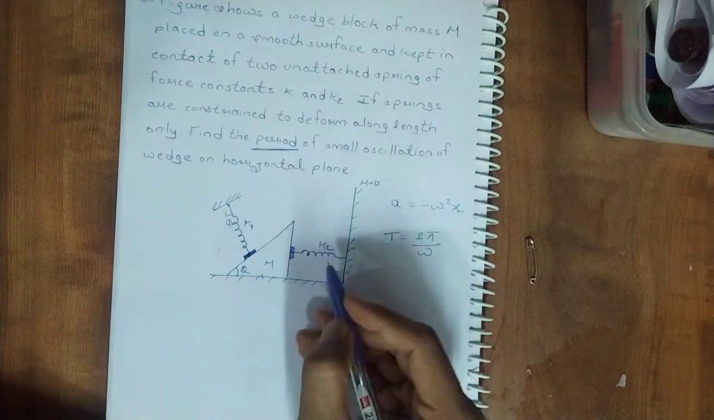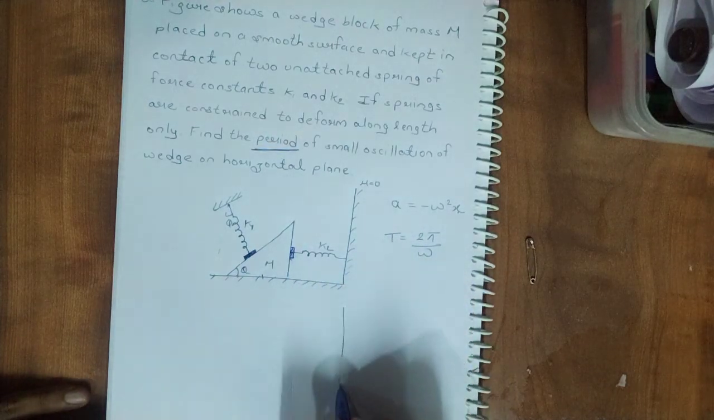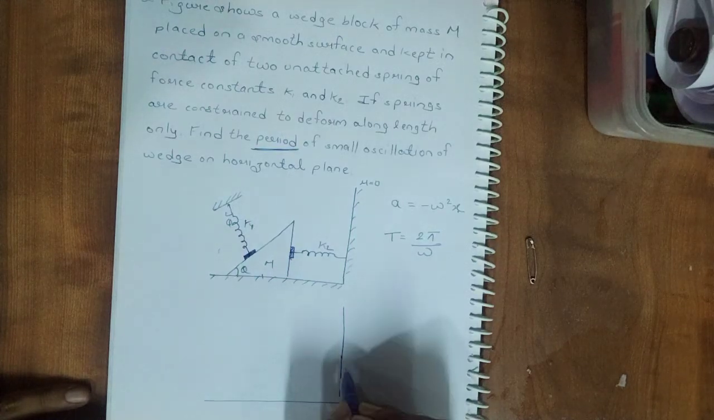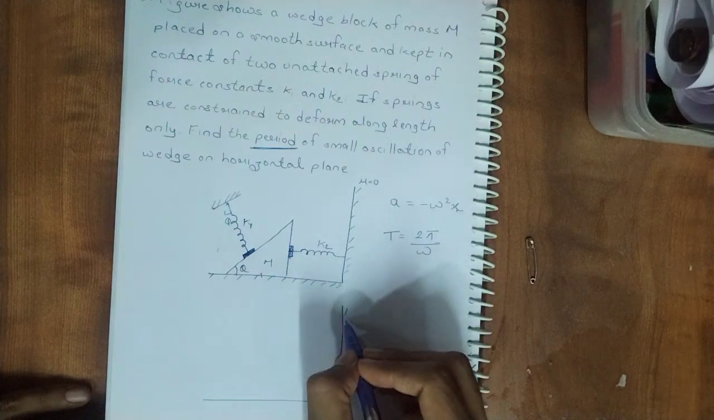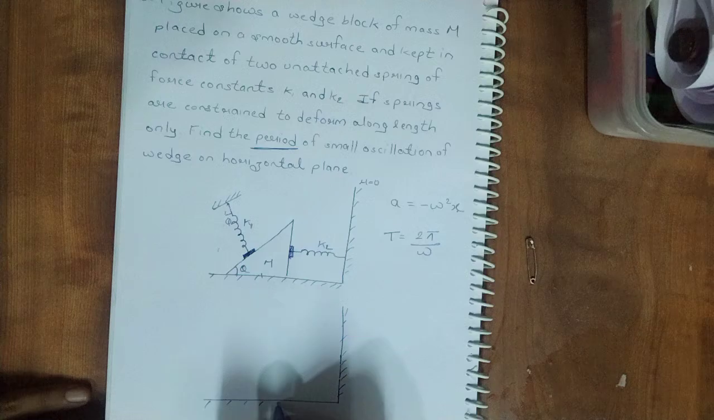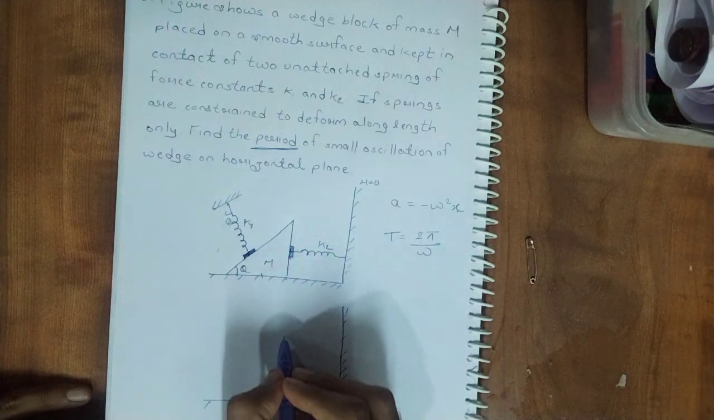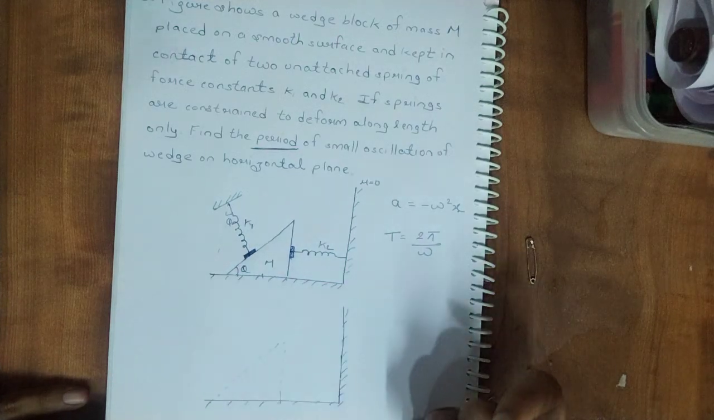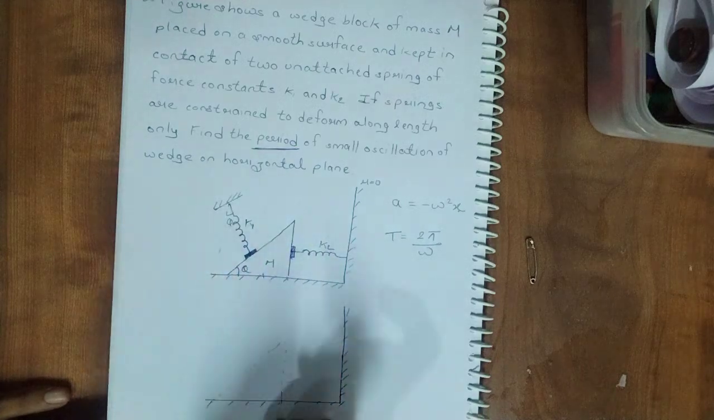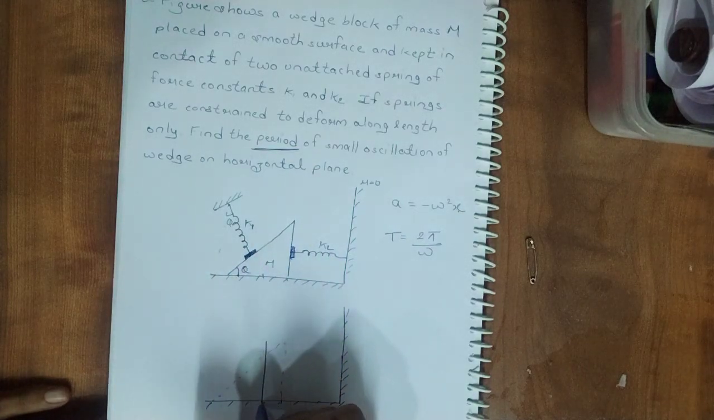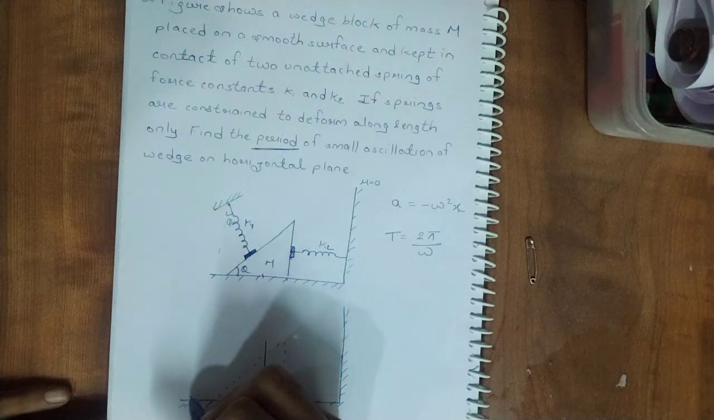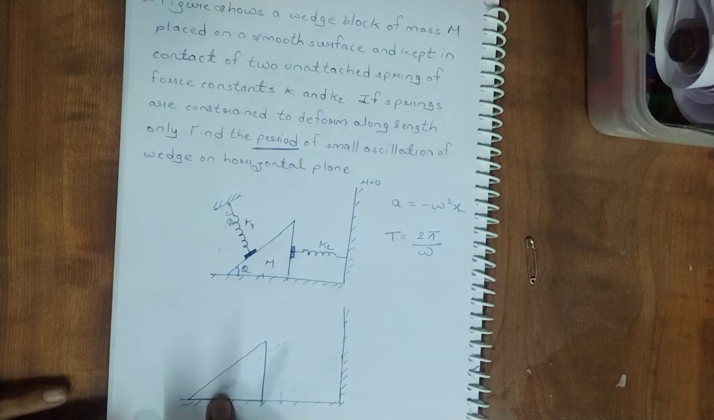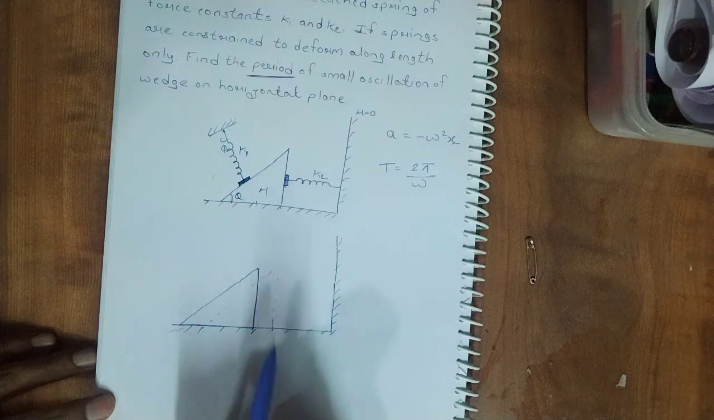First we will do the displacement towards the left. This is my fixed surface, so I cannot change this position. This is my smooth surface. I am assuming currently it is in this position. This is my current position. Now I am displacing it towards the left. So now how will it look? It will look like this. Now my wedge is in this position, and originally it was in this dotted position.